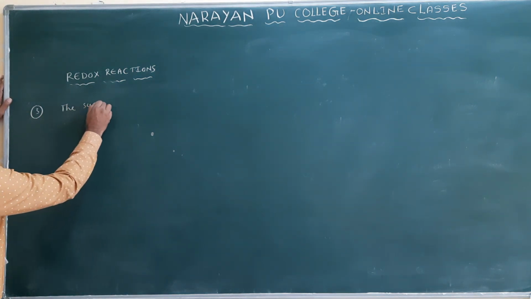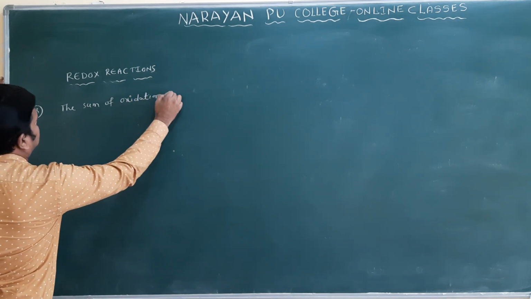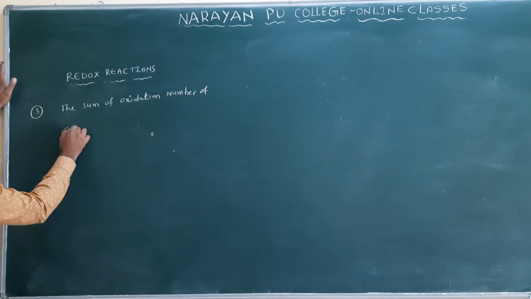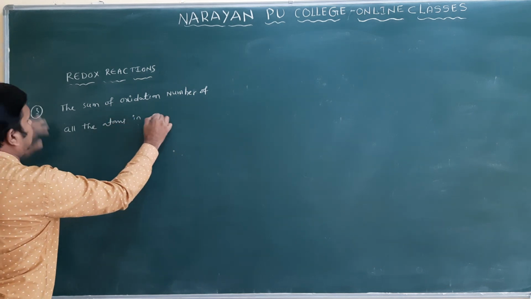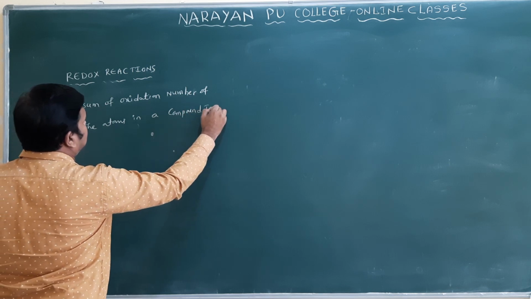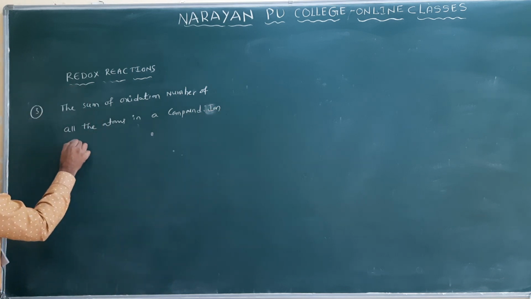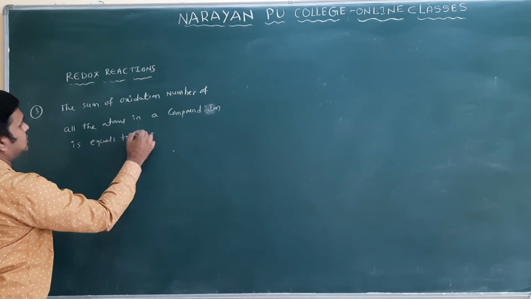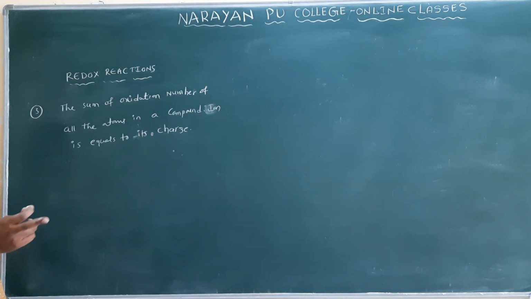The sum of oxidation number of all the atoms in a compound ion is equal to its charge. We discussed molecule here.